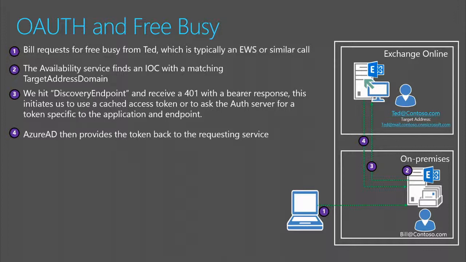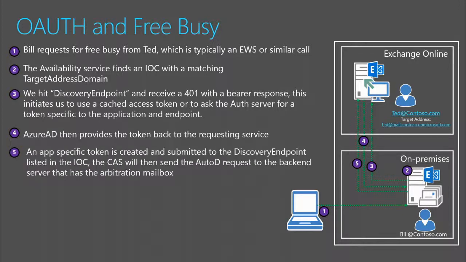The discovery endpoint there, when we go get the authorization token. Once we get the authorization token, we then hit the auto-discover endpoint with that authorization token. When we hit the auto-discover endpoint, we're getting a service-specific token. We're not getting a user-specific token, okay? So this service-specific token, this authorization endpoint gave us a delegation token that's valid for a service.